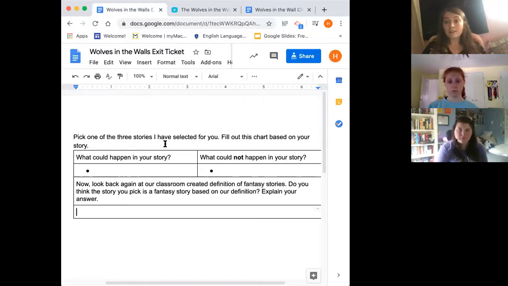And then they're going to look back on our classroom created definition of fantasy stories and decide whether or not they believe the story they picked is a fantasy story. And one way I would differentiate among students is that students would either have the chance to leave the Zoom call and complete this independently, or they can stay on the Zoom call with me as sort of an office hours where I would help answer their questions and guide them through working, or they can also work with a pair.